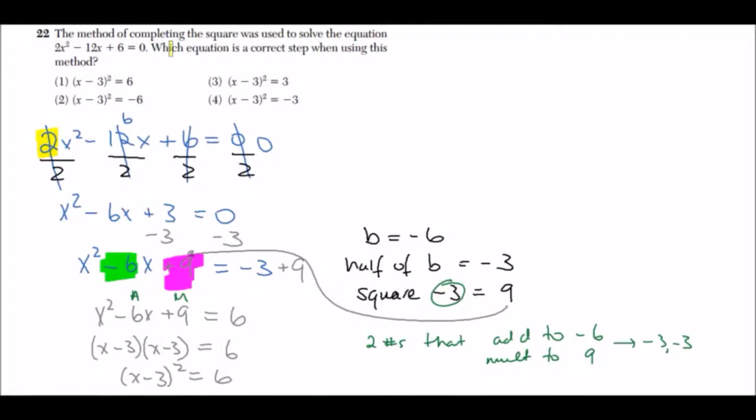Now note that the question just says which equation is a correct step when using this method, and here we have x minus 3 squared is equal to 6, so our answer is choice 1. We're not asked to solve it, so we don't need to go any further here.